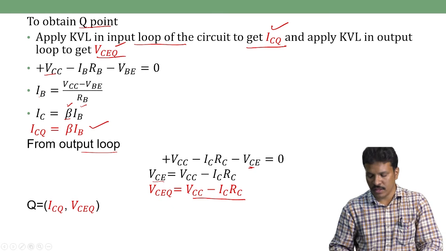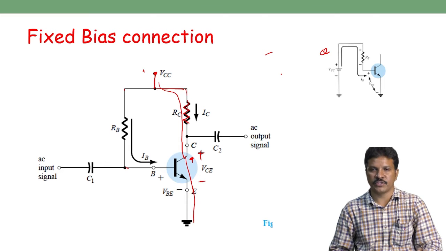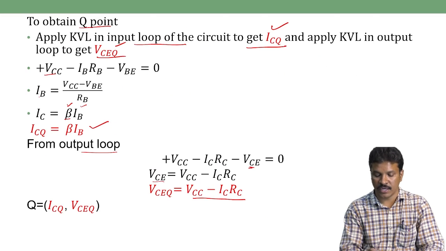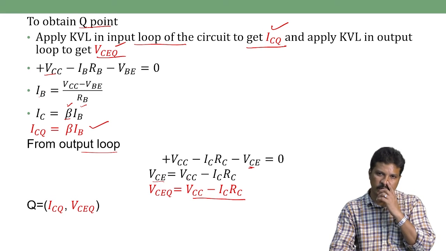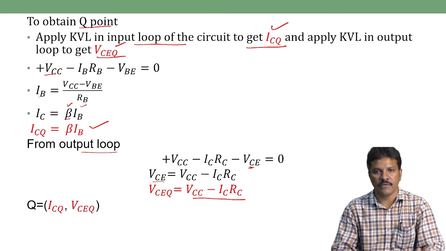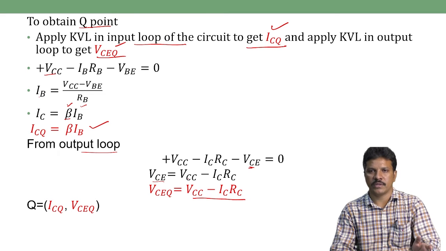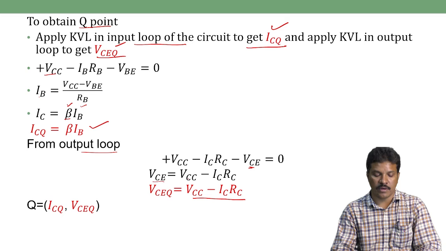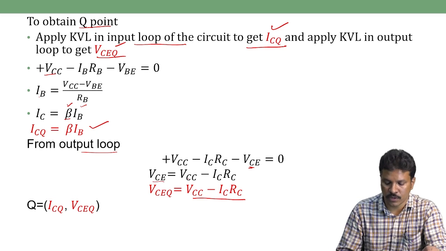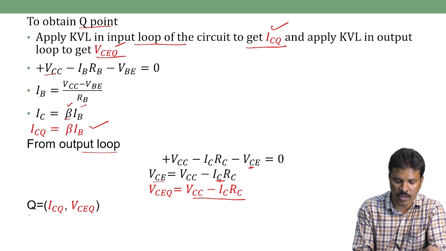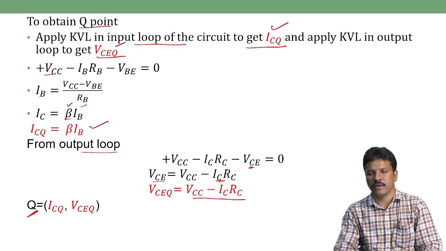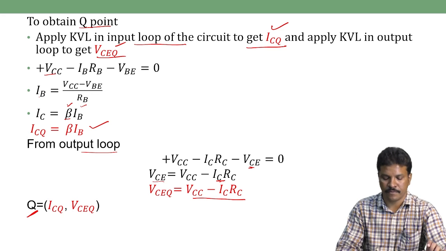So whenever the problem is given for this fixed bias, definitely they have given VCC. VCC is constant, and RC is a constant resistor. IC we already found just before this output Kirchhoff voltage law, when we applied Kirchhoff voltage law at the input side. So we can get IC is equal to beta IB. Once we know the VCQ and ICQ, we can get the Q point on the characteristic graph.